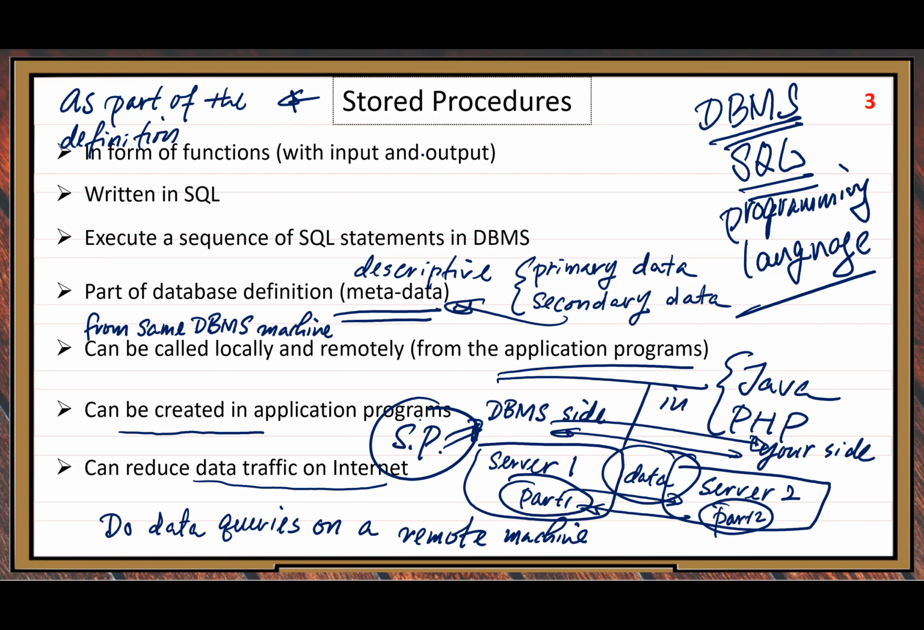Just write a stored procedure to do all the manipulations at the DBMS side. Then at the end, send the final output to our side, reducing traffic, right? All intermediate data transfer is gone. We don't need that part, okay? We just need the final output. That's the meaning of reducing data traffic on the internet.